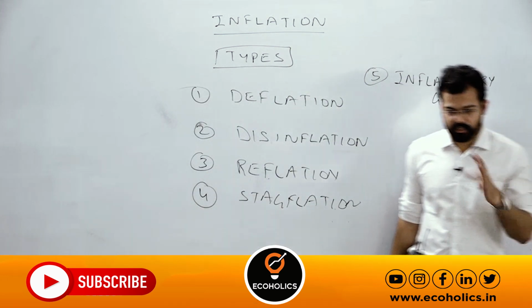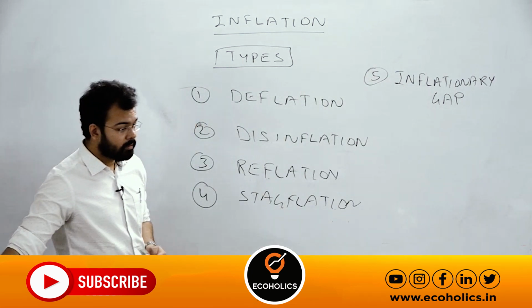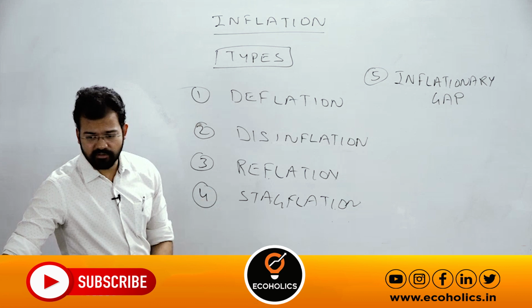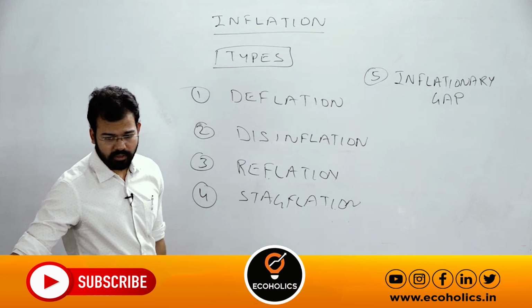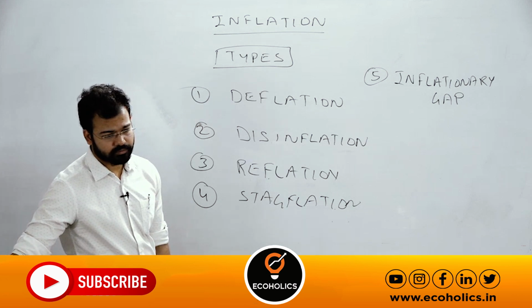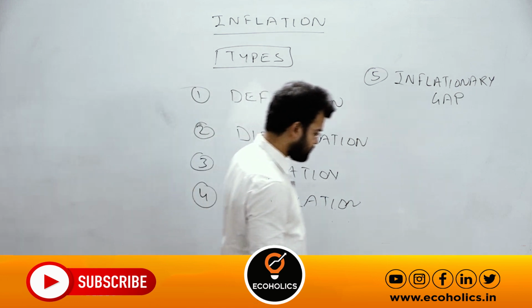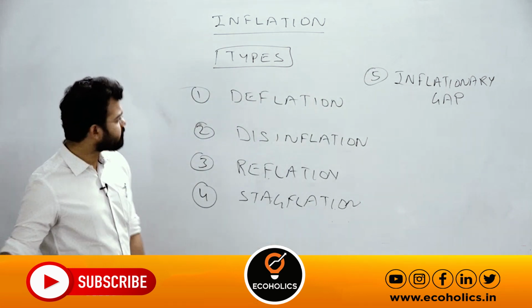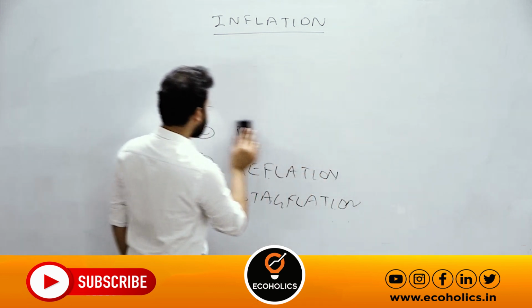Next heading is types of inflation. These are creeping inflation, walking inflation, running inflation, and hyperinflation. Do I have to dictate that? Not very important. Write it, let's go. So write the heading: inflation and its characteristics. That is something nobody ever asks, so I am not writing it. So first one, you write creeping inflation.